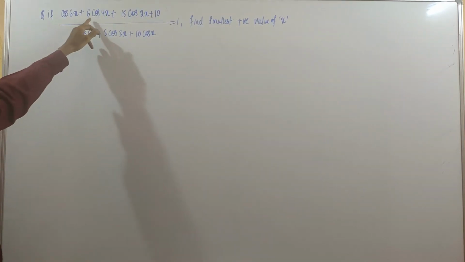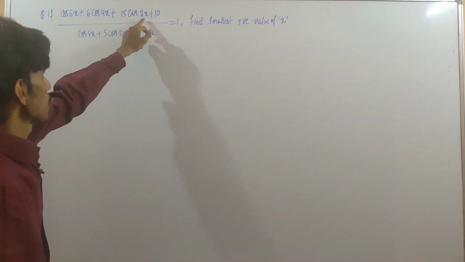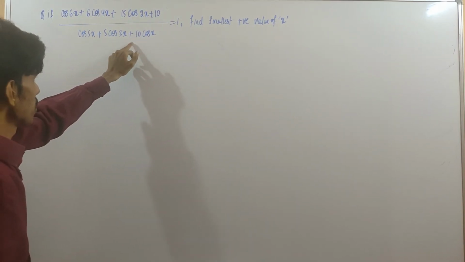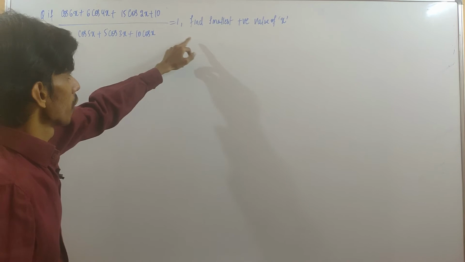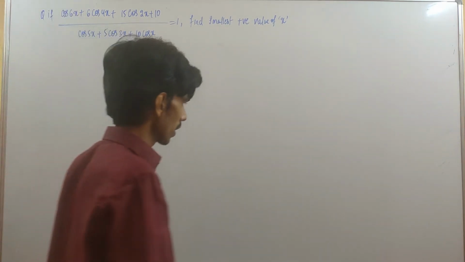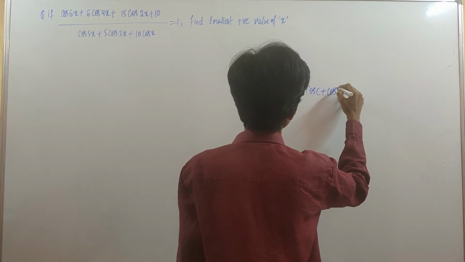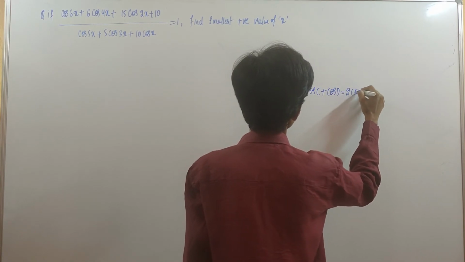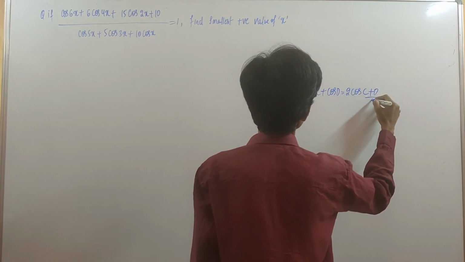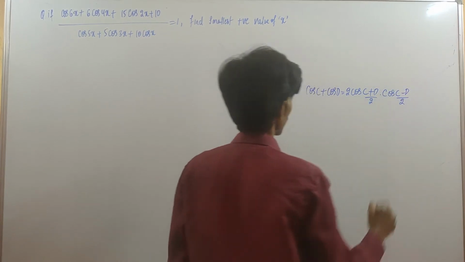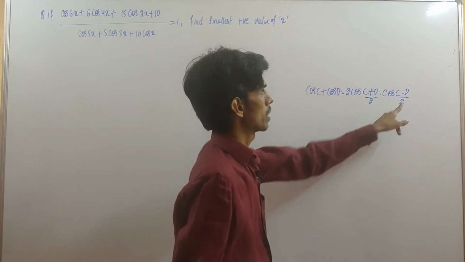If (cos 6x plus 6 cos 4x plus 15 cos 2x plus 10) upon (cos 5x plus 5 cos 3x plus 10 cos x) equals 1, find the smallest positive value of x. We know that cos C plus cos D is 2 cos((C plus D) by 2) into cos((C minus D) by 2).